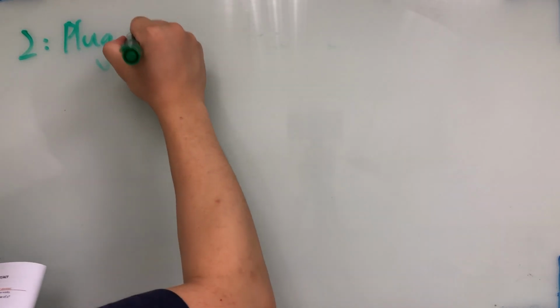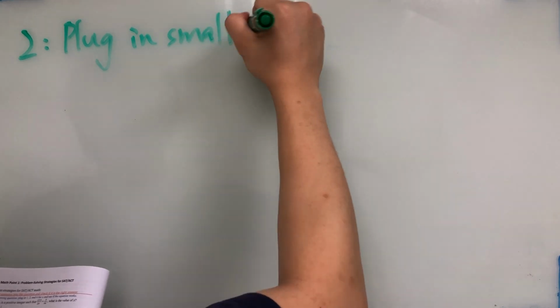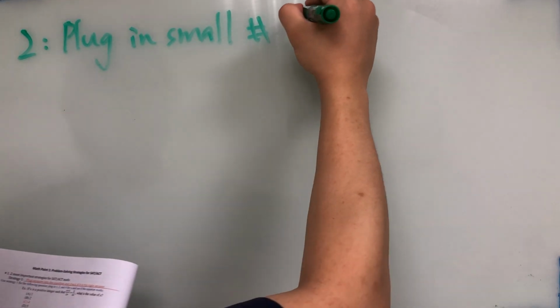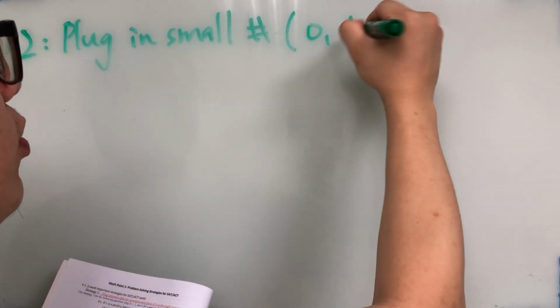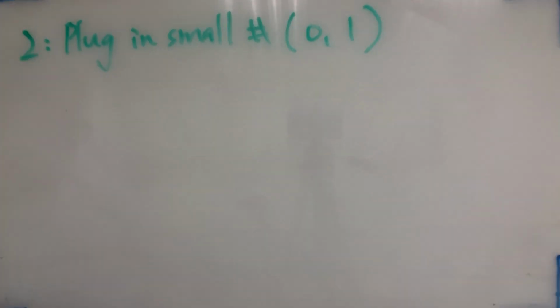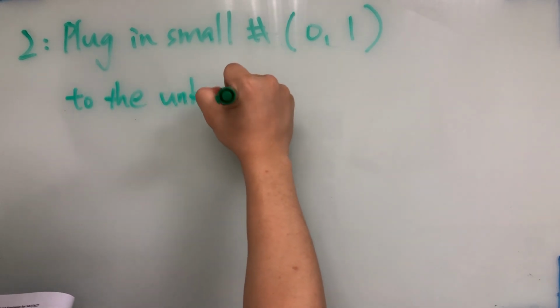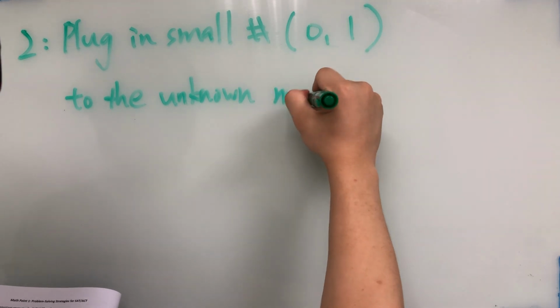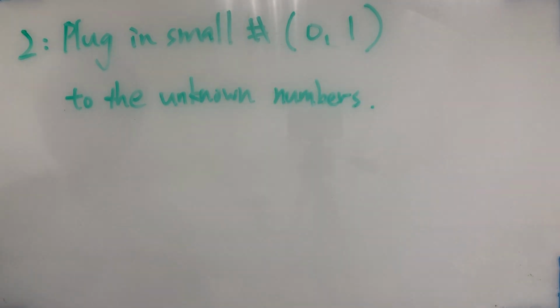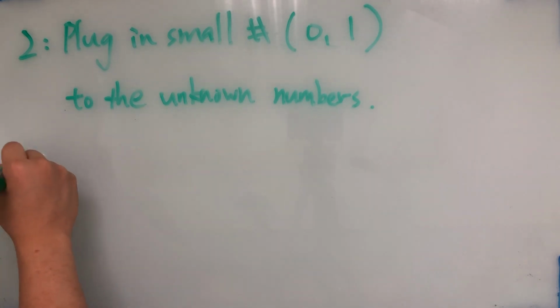Plug in small numbers. What are small numbers? The basic ones, 0, 1, etc. Plug in 0 or 1 to the unknown numbers. Alright, plug in small numbers such as 0 or 1 to the unknown numbers. And please write this down. Feel free to pause the video if you need to. And I'm just gonna move on to the example now.